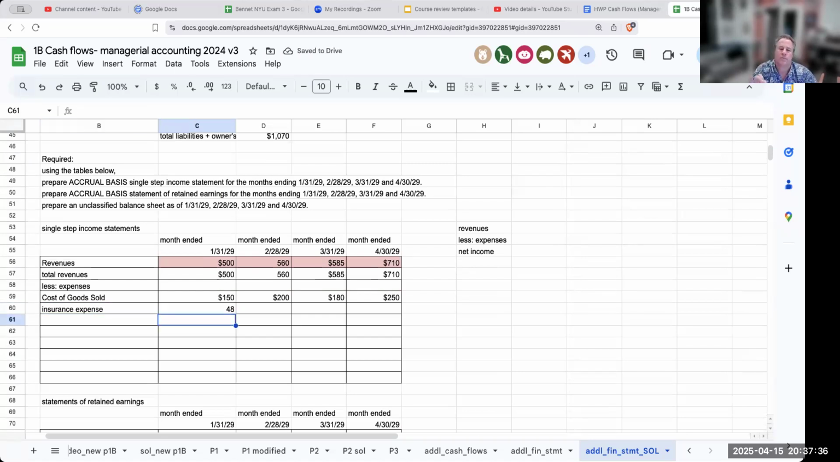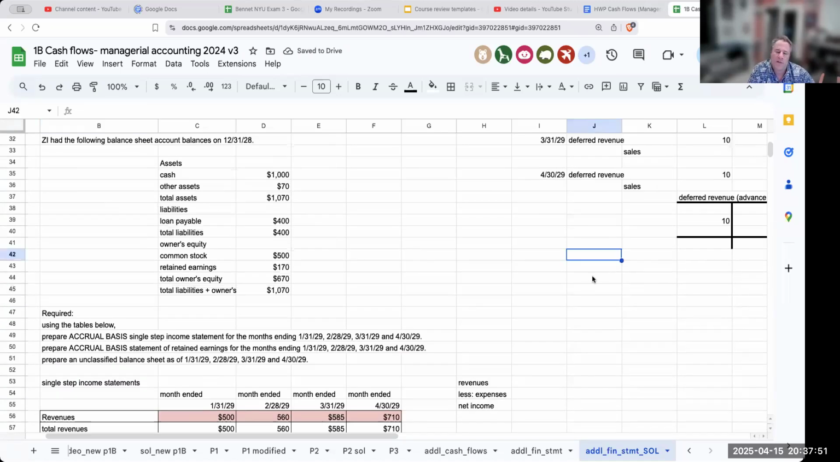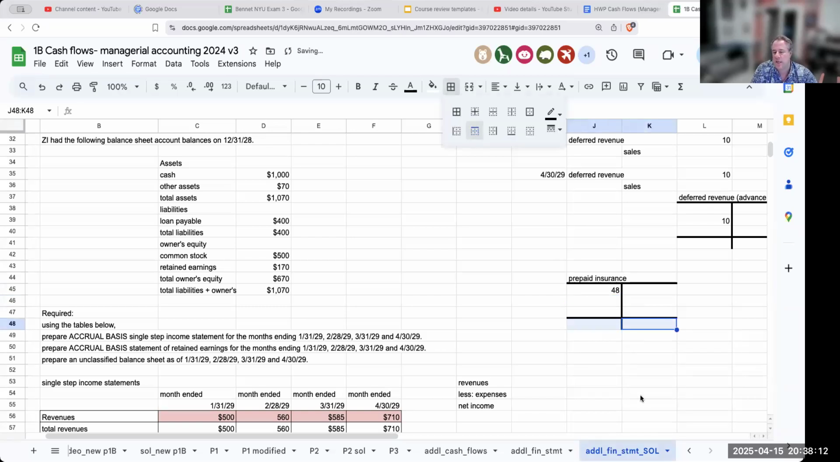That is absolutely incorrect. Why is that incorrect? Because this reflects a benefit of 2 years. I'm doing an income statement for 1 month, so I'm not going to go through and record 48. Rather, what I'm going to do is say, okay, I have prepaid insurance, which I basically debited for 48. So this balance over here, I'm debiting prepaid insurance for 48.